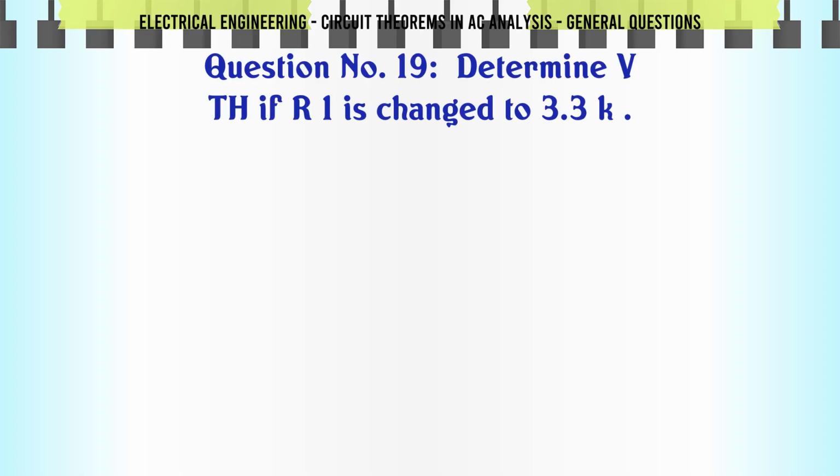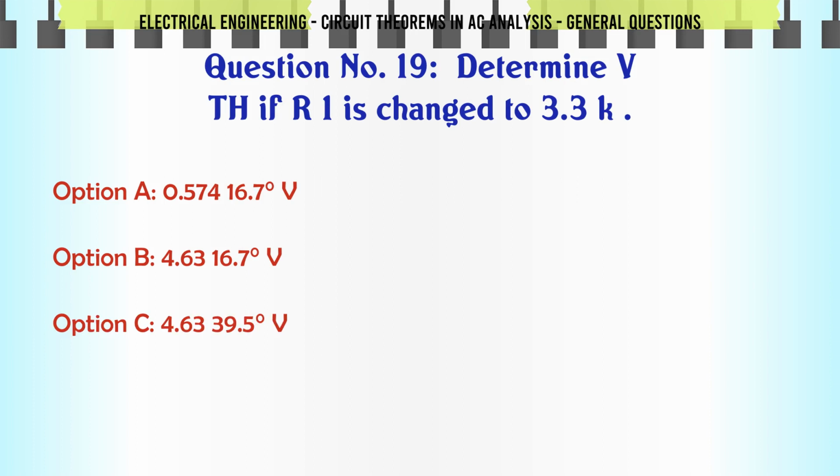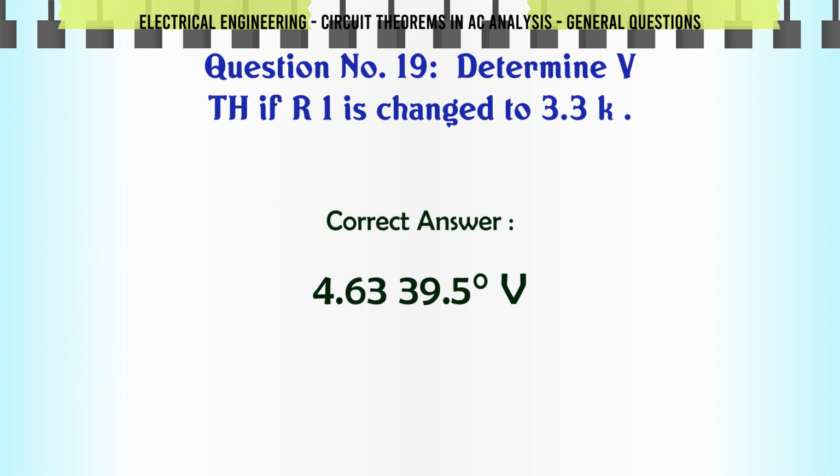Determine Vth if R1 is changed to 3.3 K. A: 0.574 V. B: 4.63 V. C: 4.63 V. D: 0.463 V. The correct answer is 4.63 V.